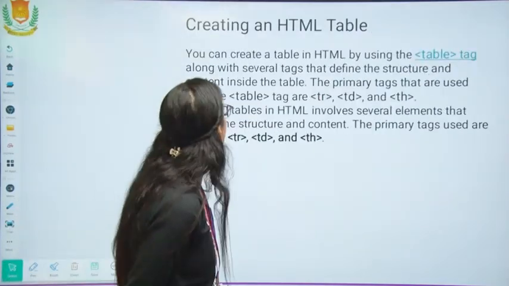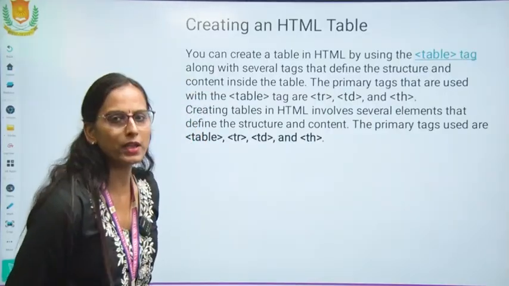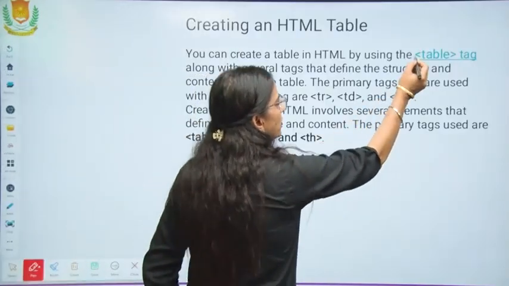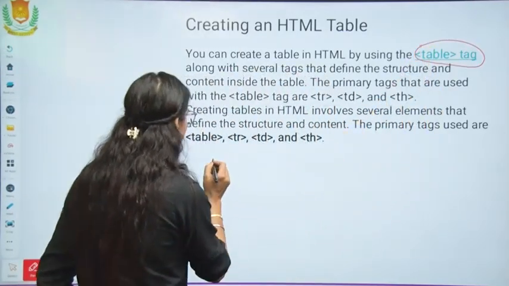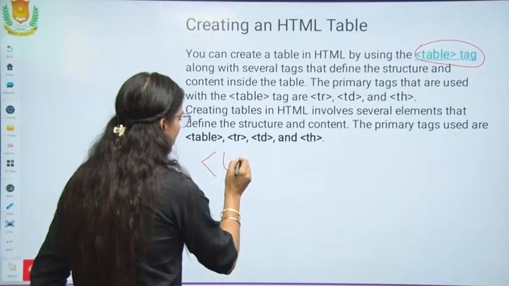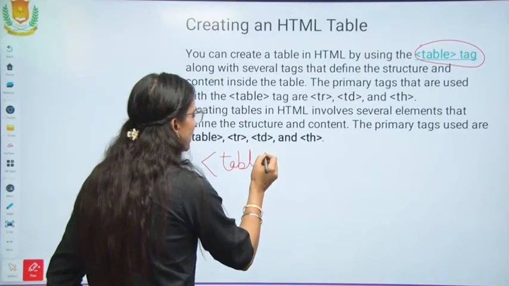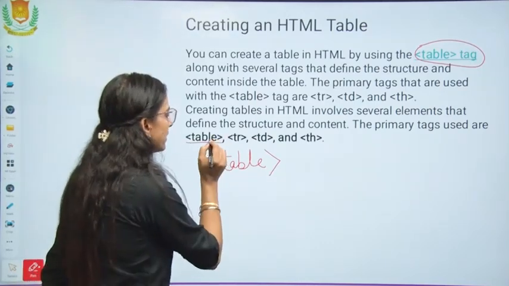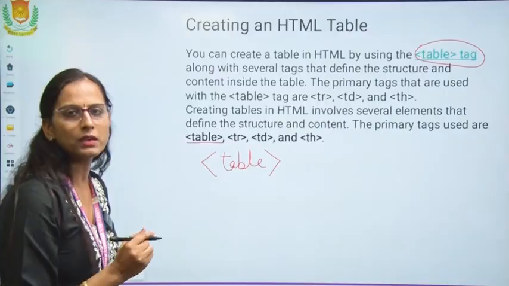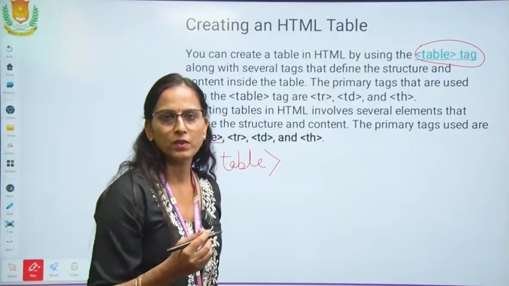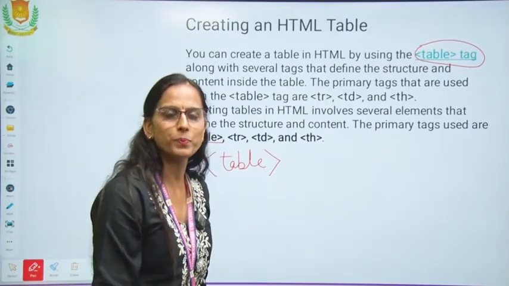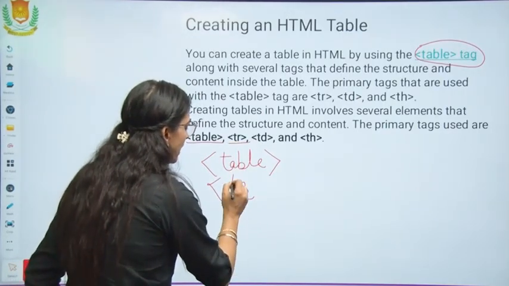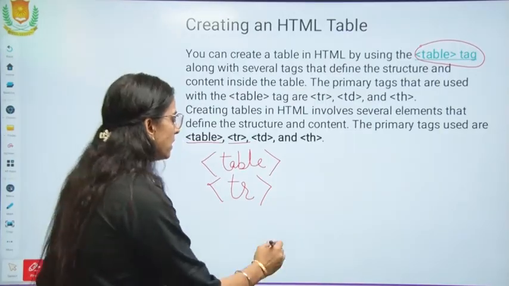Creating an HTML table: you can create a table in HTML by using the table tag. We will be starting a table like this. The first tag is the table, then we will start the coding row-wise. Each and every row will be specified with the help of the tr tag. Tr means a new row.